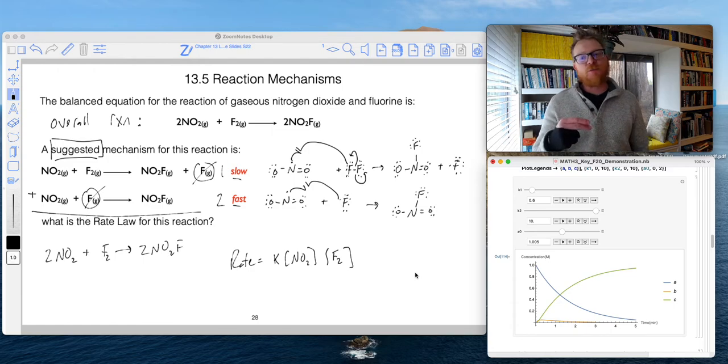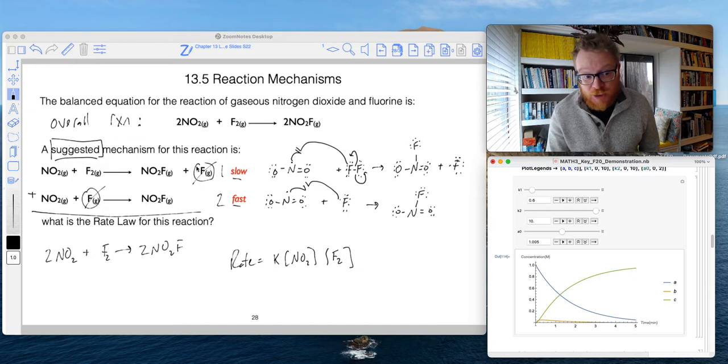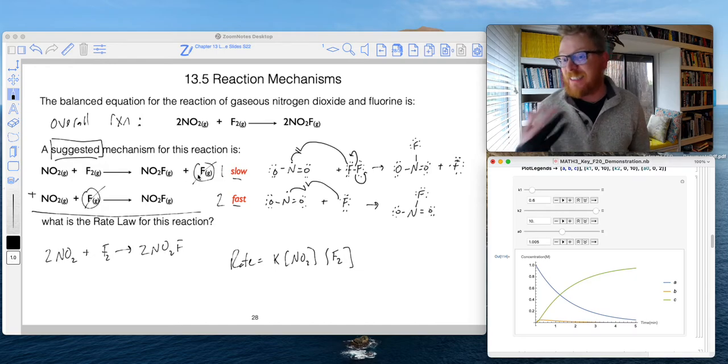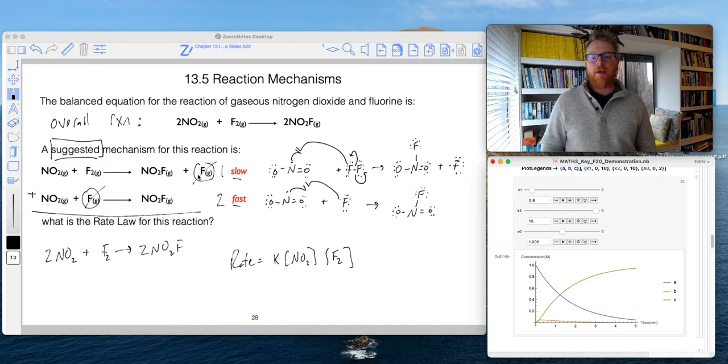And that's why this is very difficult to do experimentally, because maybe you want to try to measure that intermediate, like you want to see it in a spectrum or something like that. But it never really accumulates. So that would be very difficult to do.